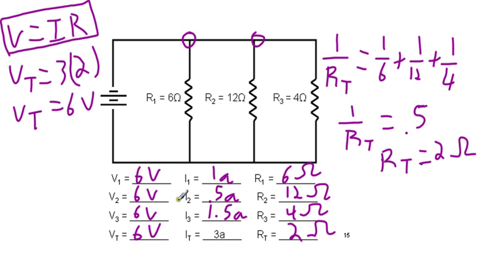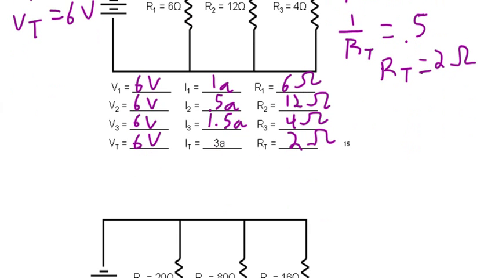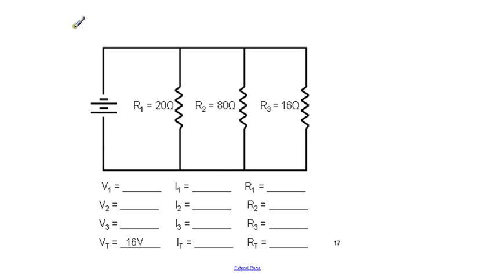And we can check our work with the current because of the rule for current in parallel circuits. The currents 1, 2, and 3 should add up to the total current IT. So 1 plus 0.5 gives 1.5. 1.5 plus 1.5 gives us 3 amps. So that's the way we can check our work. And again, you need to work on this one for practice and check in class.